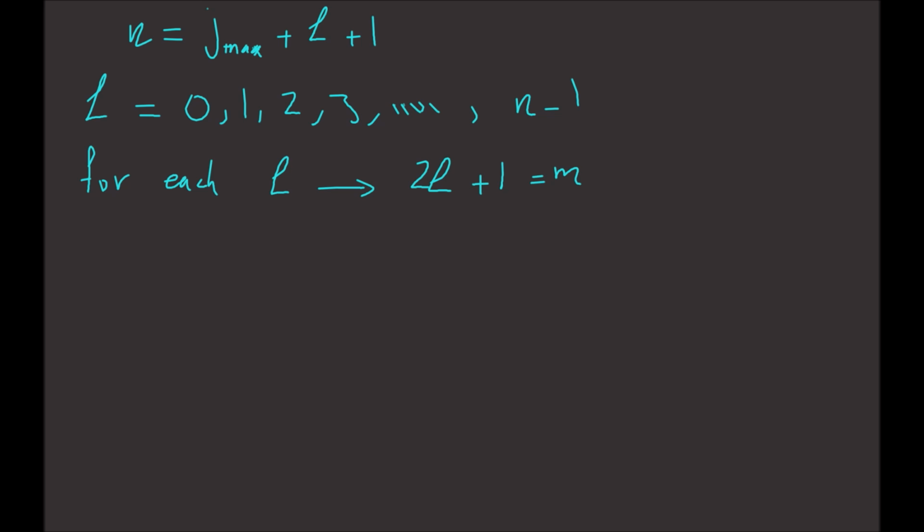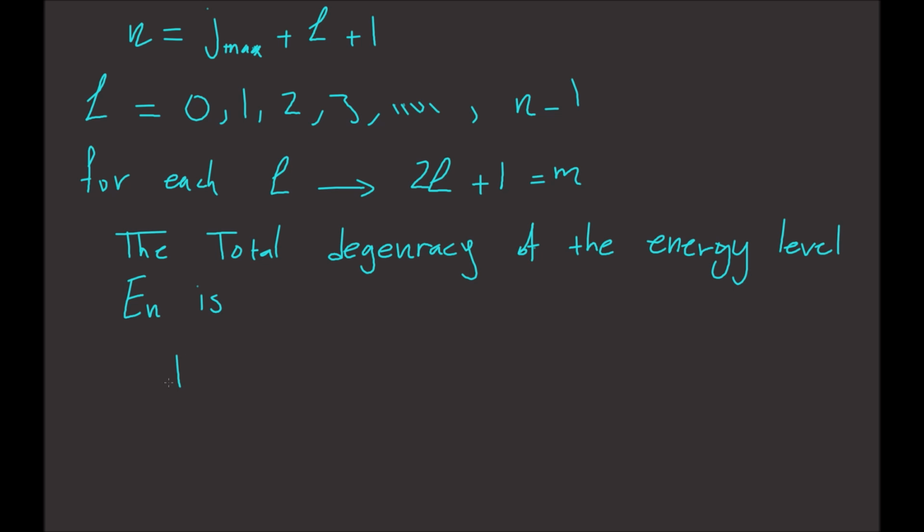So the total degeneracy of the energy level E sub n is d of n equals the sum of l, starting from 0 all the way to n minus 1, of 2l plus 1. And if you remember this series from calculus 2, this is equal to n squared.